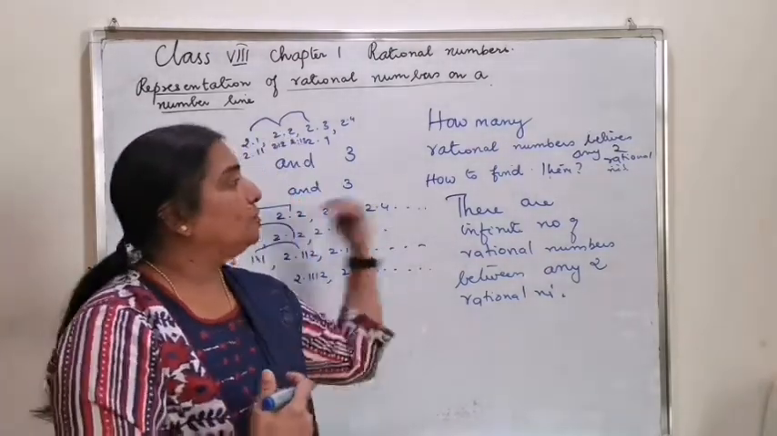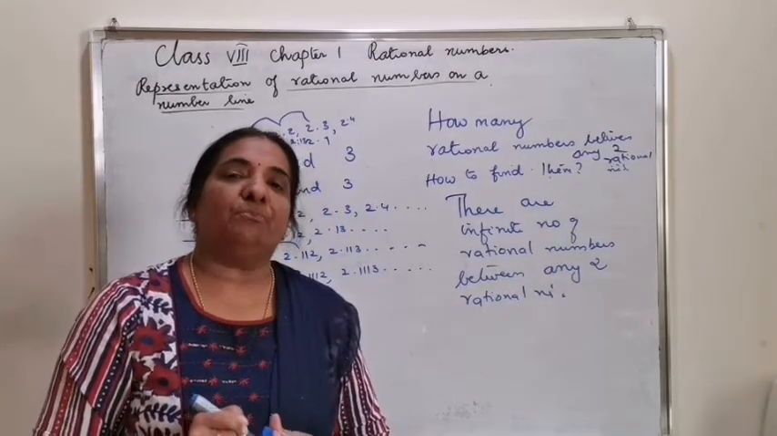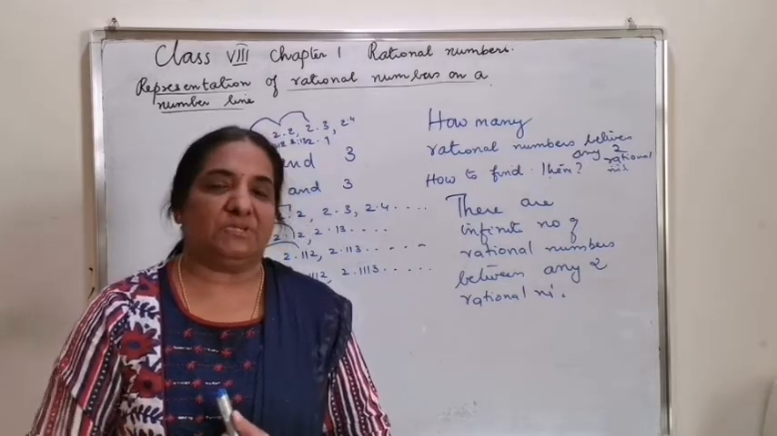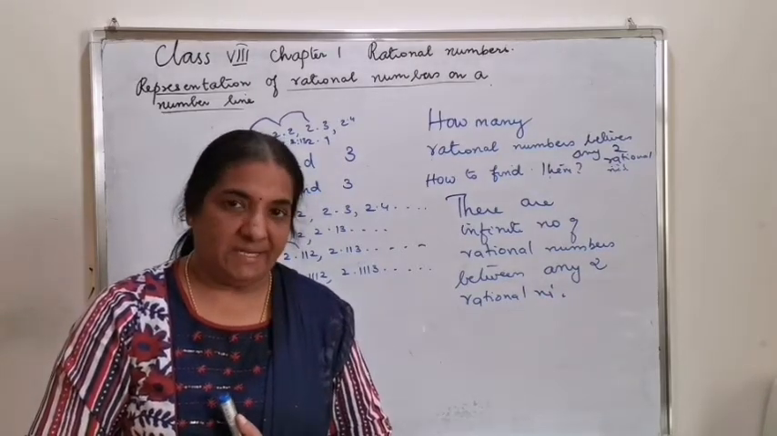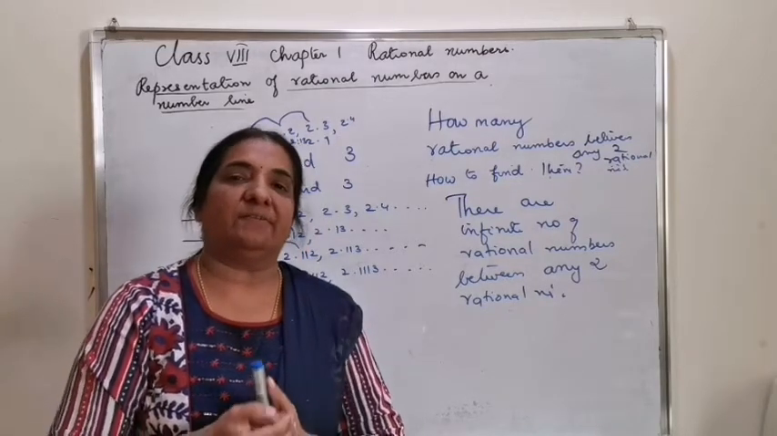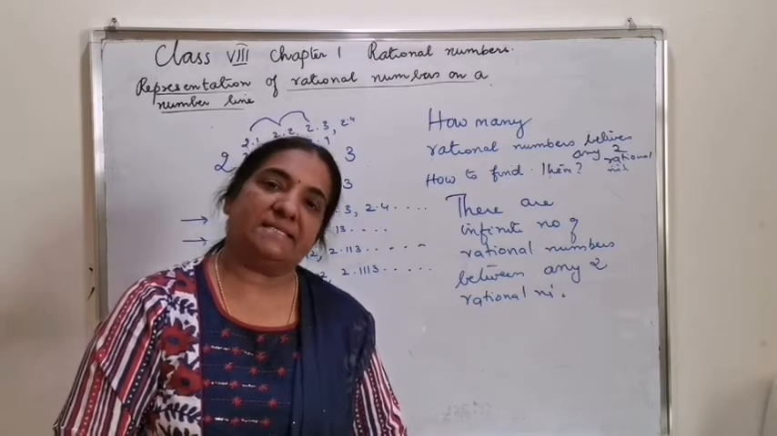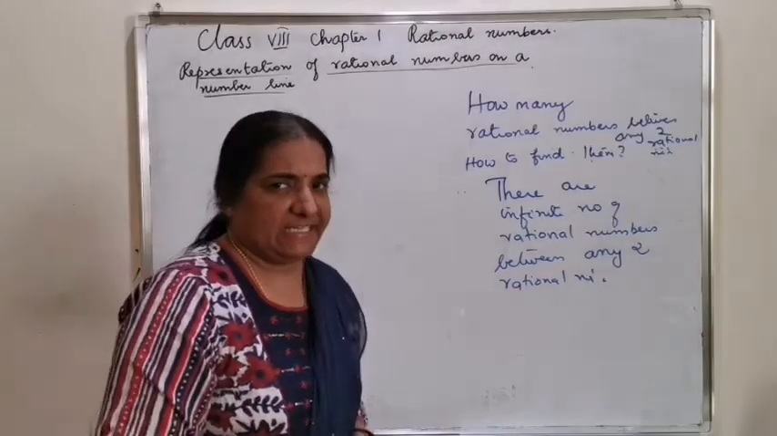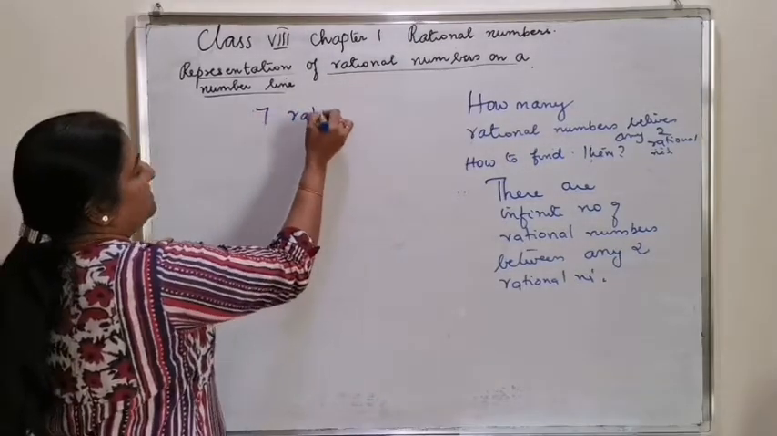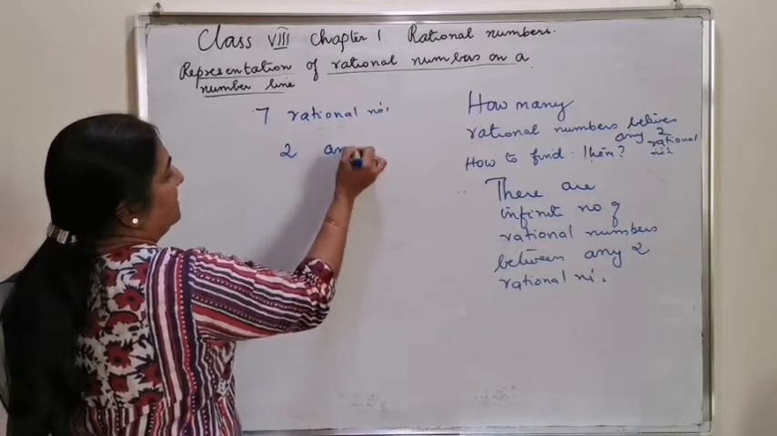Now, how to find them? There are two methods of finding rational numbers between any two rational numbers. I will explain both the methods and I will suggest which method you should apply for the exercise questions. Let's find 7 rational numbers between 2 and 3.